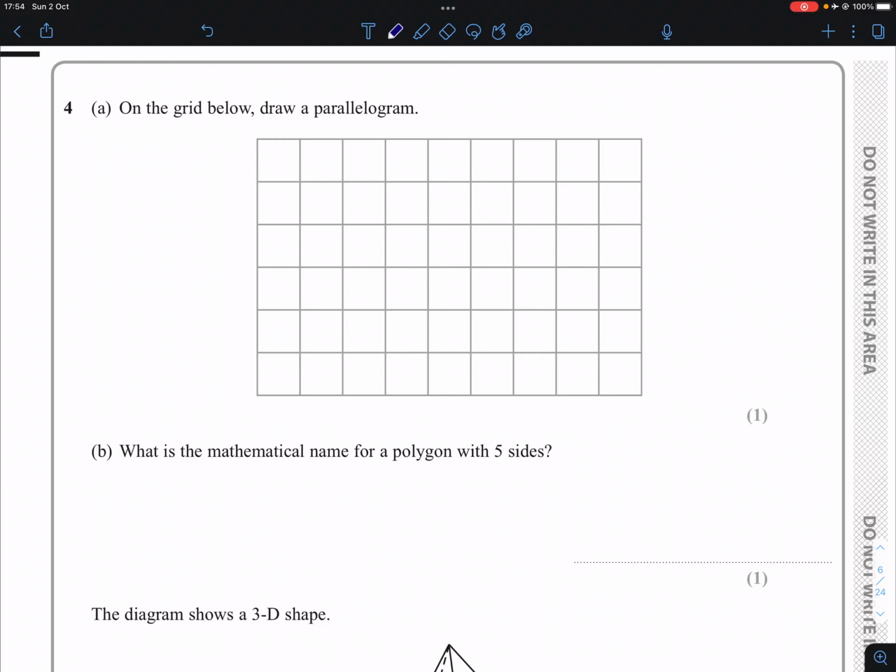4, Part A. On the grid below, draw a parallelogram. So a parallelogram in layman's terms is what I would call a squint rectangle. So the idea is with a rectangle, you've got two sides that are opposite each other that are the same length, let's just say like these two, and then the other two opposite each other are also the same length. They're also parallel to one another.